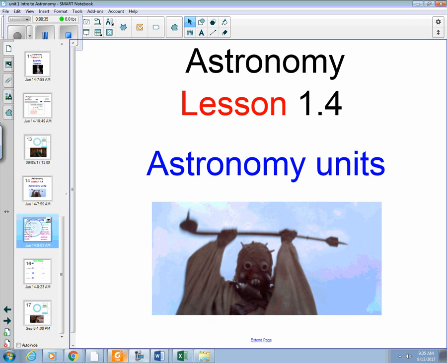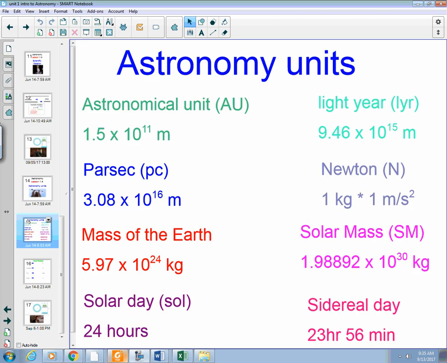So I have given you a decent sized list here of some astronomy units. We have our astronomical unit, known as an AU. This is the average distance from the Earth to the Sun. You have to have the average and not an exact distance, because at different points in our orbit, we are closer or farther away from the Sun. Keep in mind that our orbit is elliptical, and that is the reason for those differences in distance.